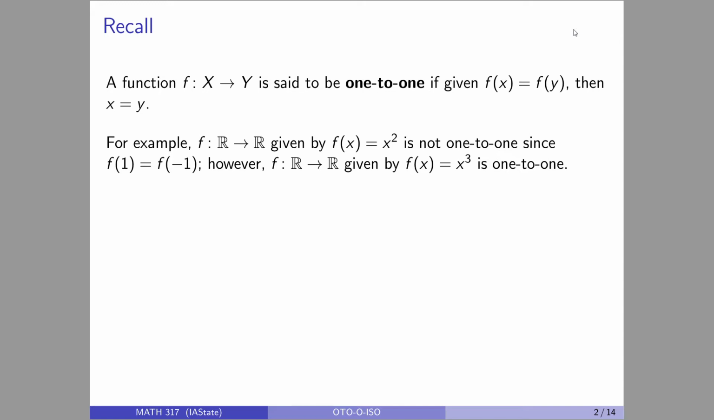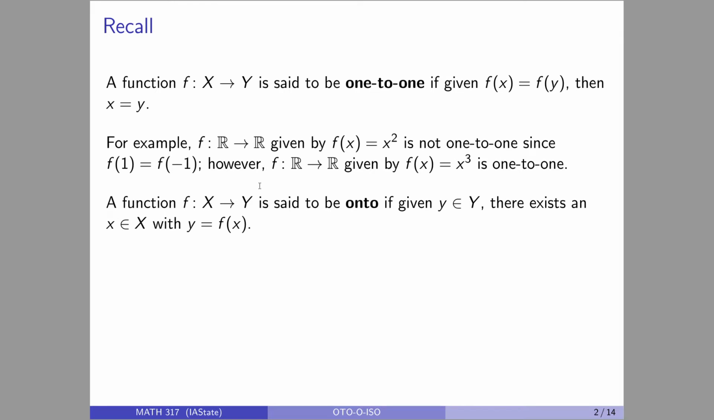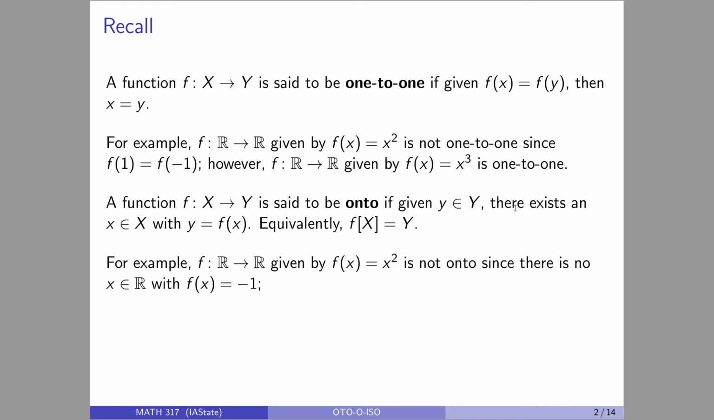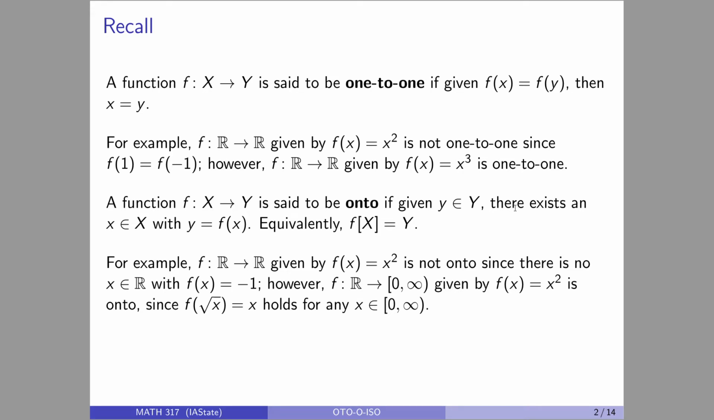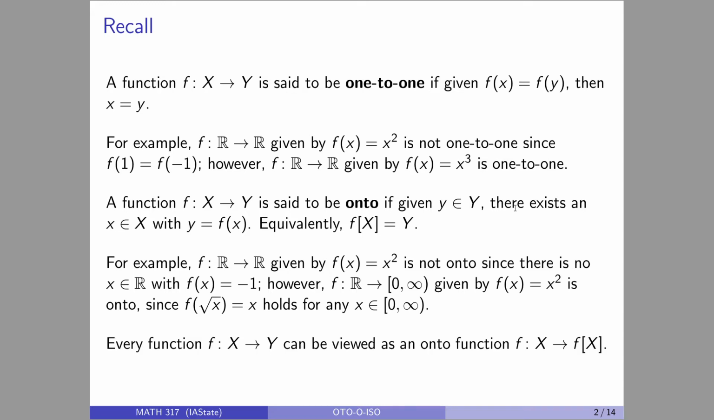And the analogous thing here, onto: if given something out of the codomain, there is an input that hits it. Equivalently, the range of f is the codomain. Now, note, x squared is not onto because there's nothing that hits -1, but if I change its codomain to the non-negative real numbers, now that is onto because I can feed it square roots. And if you square a square root, you get back what's on the inside. Nice. So this specifically highlights that every function can be viewed as an onto one to its range.